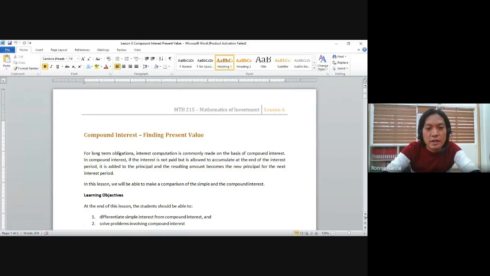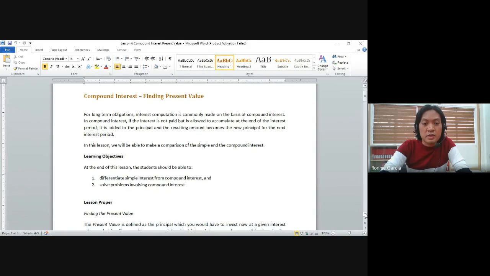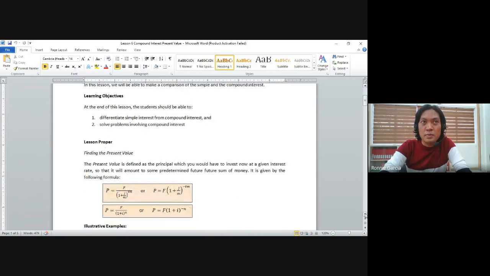Okay, hello once again. We are now on the next lesson about compound interest. After finding the compound amount, we are now on the topic about finding the present value or P. So this is just very easy because we already know the formula for finding the compound amount before, that is F equal to P times the quantity of 1 plus i raised to the power of n, or you can have 1 plus j over m raised to the power of t times m.